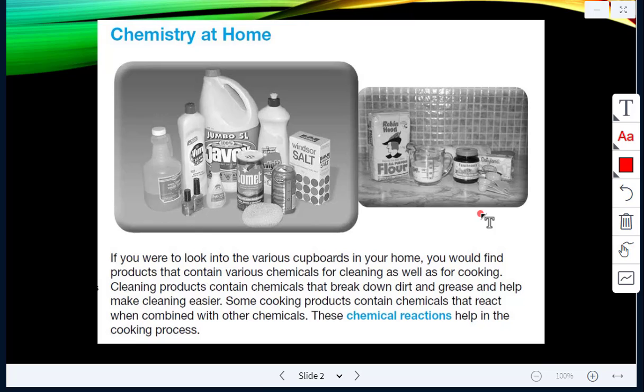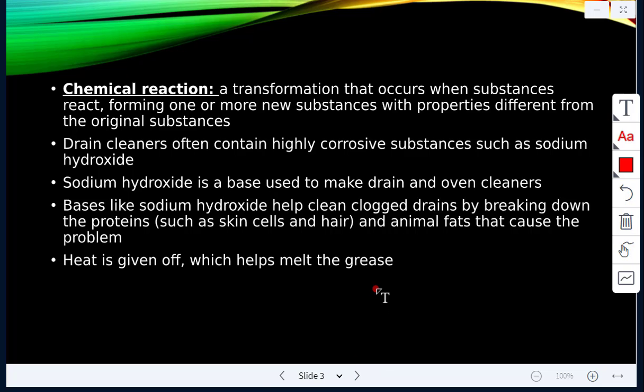They also contain chemicals that react when combined with other chemicals. Basically, these are called chemical reactions, which will help in the cooking process. When we talk about a chemical reaction, it's a transformation that occurs when substances react, and one or more new substances is formed, and this new substance will have properties that are different from the original substance.